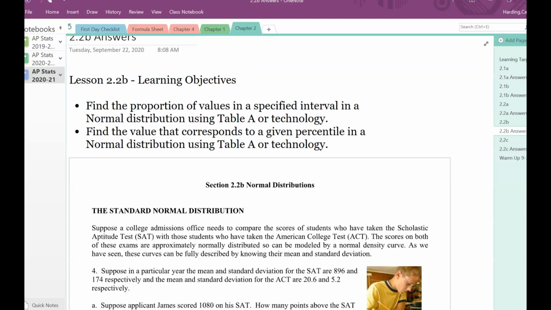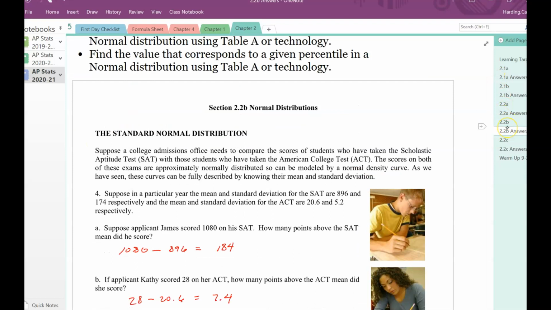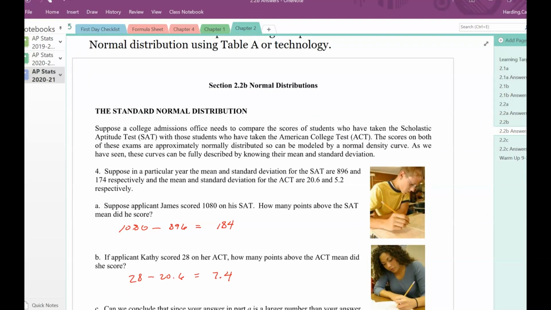So if we have two people, James, who scored a 1080 on his SAT, and Kathy, who scored a 28 on her ACT, how would we compare who actually did better? Well, we want to do it by comparing where they fall within their respective distributions. If all you did was just look at how far above the mean each of them falls, I apologize, I'm going to have to flip screens there. It doesn't really tell you much.